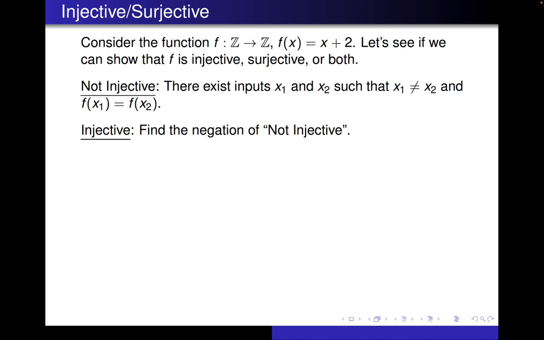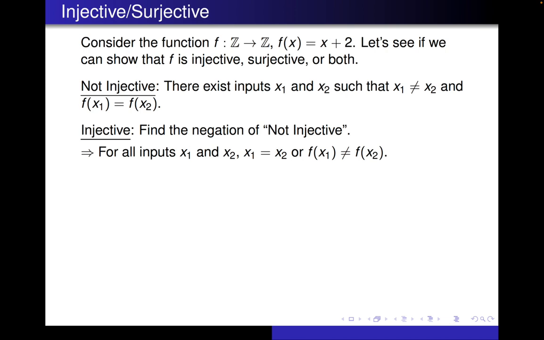All right, so we're going to find the negation of non-injective. So what's that going to be? Well, remember, the there exists turns into for all. So instead of there exist inputs x1 and x2, it's going to be for all inputs x1 and x2. And then, after the such that, we're going to negate that statement. So we're going to negate x1 not equal to x2 and f of x1 equals f of x2. And when we do that, we're going to have to do a couple things.